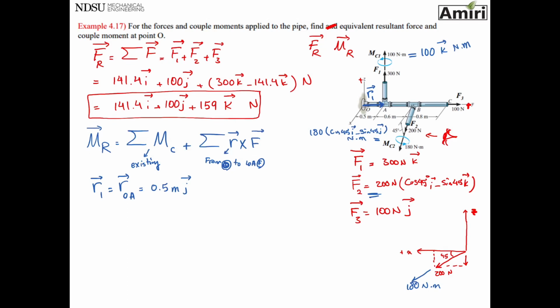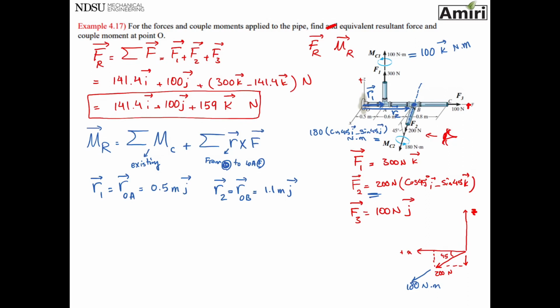R2 goes from point O to the line of action of this force, which I can take point B for. I'm just going to draw it on there, but they're kind of overlapping. So my R2 is going from point O to the line of action of force F2, which is point B. How much am I moving? 1.1 meters. Which direction am I moving? In the J direction.